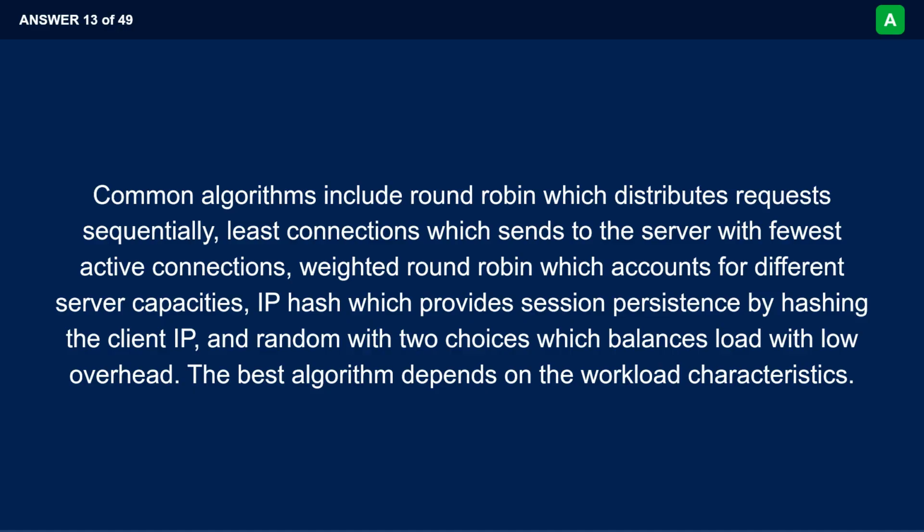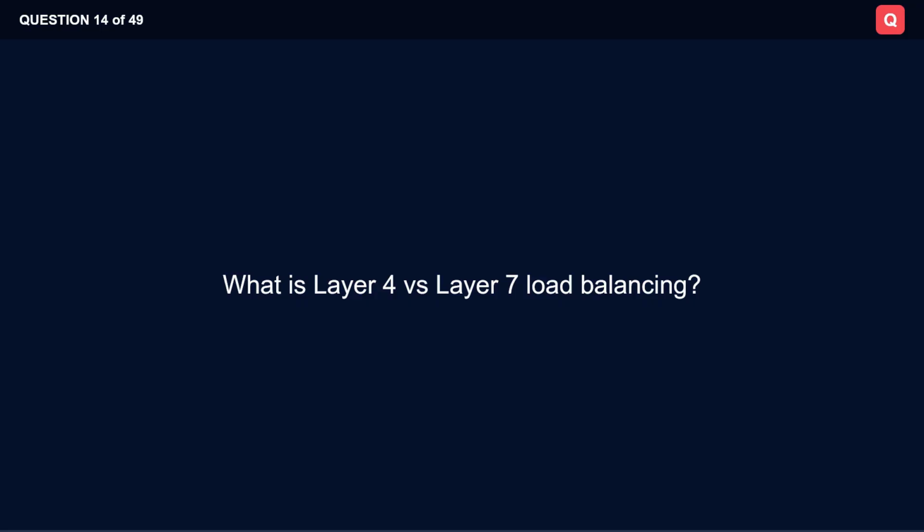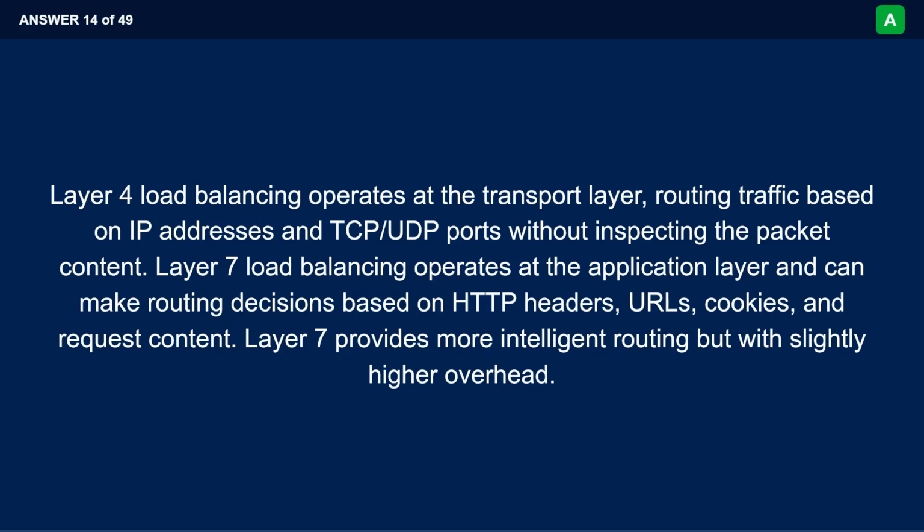The best algorithm depends on the workload characteristics. What is Layer 4 vs Layer 7 load balancing? Layer 4 load balancing operates at the transport layer, routing traffic based on IP addresses and TCP/UDP ports without inspecting the packet content. Layer 7 load balancing operates at the application layer and can make routing decisions based on HTTP headers, URLs, cookies, and request content. Layer 7 provides more intelligent routing, but with slightly higher overhead.